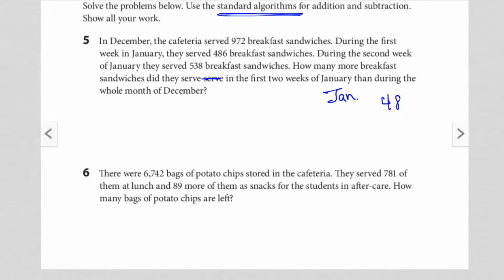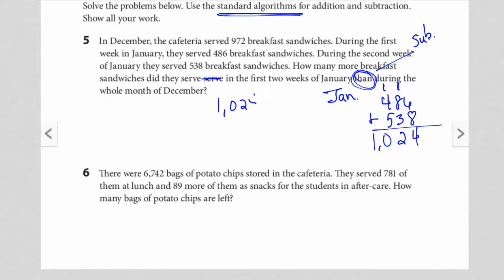So we want to take 486 plus 538. Standard algorithm tells me I'm going to add, kind of my stacking method. So 6 plus 8 is 14. 10 plus 80 plus 30 gives me 120. And I have 100 plus 400 plus 500, which is 1,024. So now I need to go ahead and do a subtraction to find out the difference. If you notice this word "than," that's kind of my key that at some point I'm going to need to subtract. So I have 1,024 minus 972.